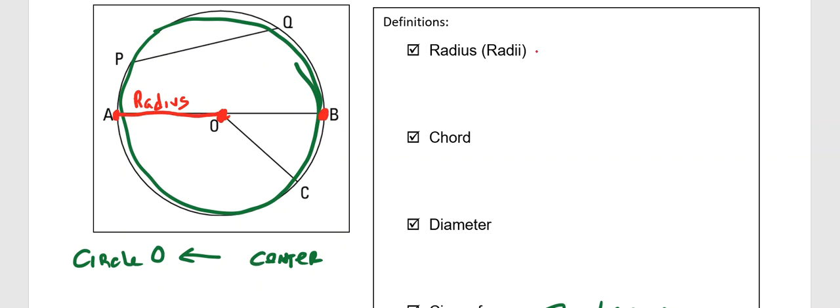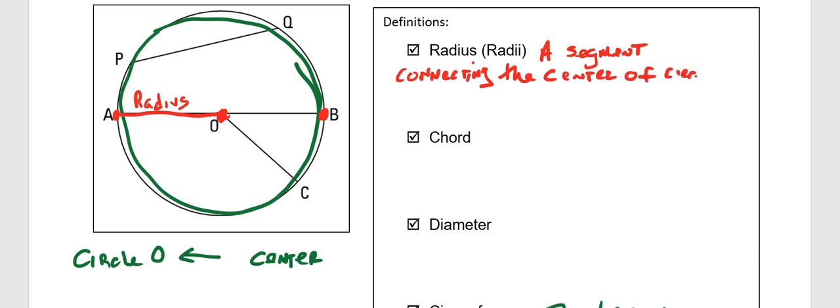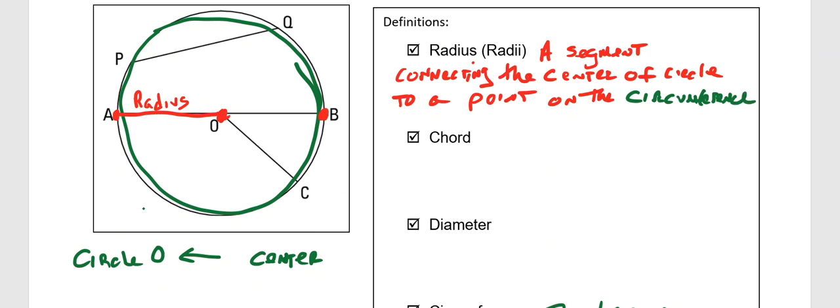So let's define what a radius is. A radius is a segment connecting the center of a circle to a point on the, now here's that word we came up with earlier, circumference. All right, so it connects the center to a point on the edge.